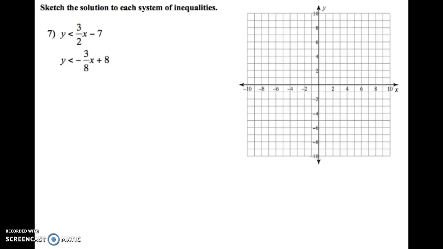Continue with our Algebra 2 Unit 3 test review. We're on problems number 7 and 8, where we are graphing systems of linear inequalities. We catch a break since they're written similar to our slope-intercept form, in the y equals mx plus b form.